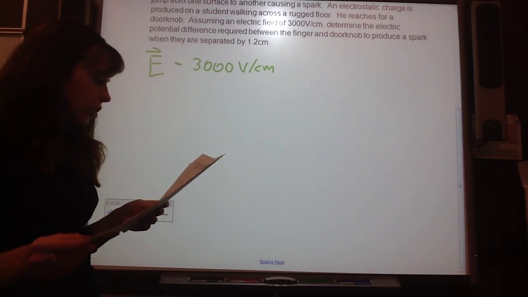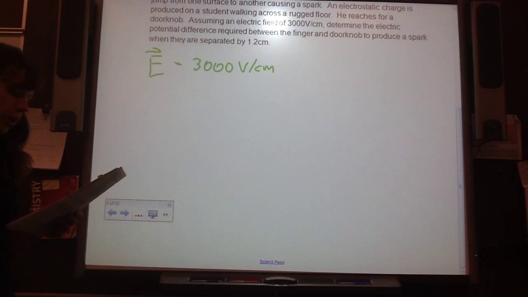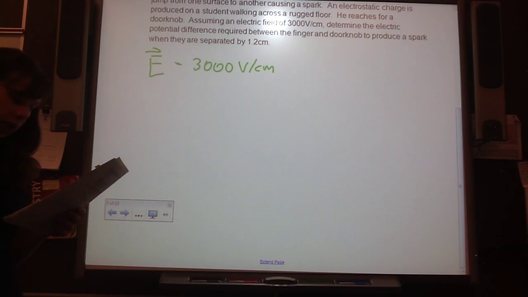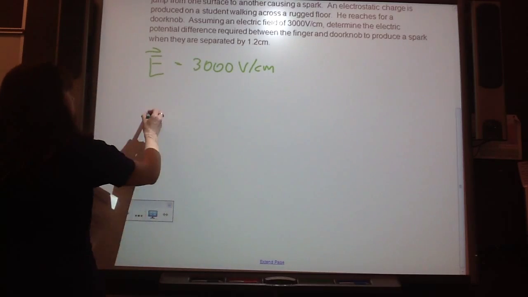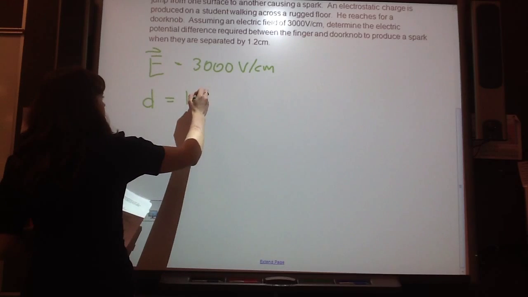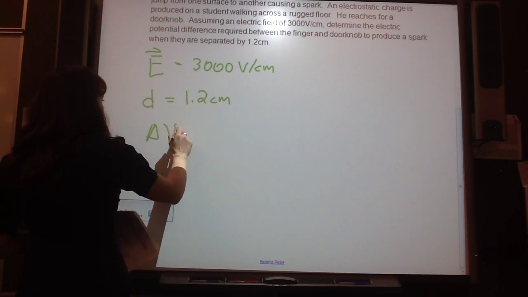An electrostatic charge is produced on a student walking across a rugged floor. He reaches for a doorknob. Assuming the electric field of 3,000 volts per centimeter, determine the electric potential difference required between the finger and the doorknob to produce a spark when they are separated by 1.2 centimeters. So we have a separation of 1.2 centimeters, and we're finding delta V.